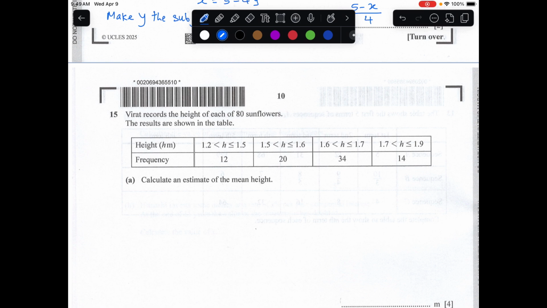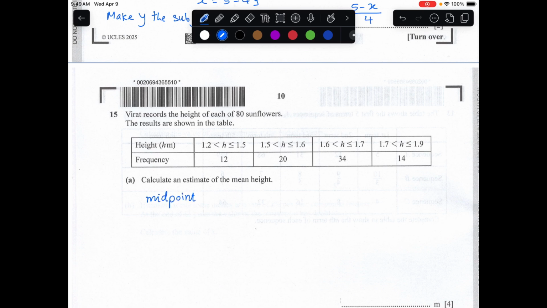Virat records the heights of each of 80 sunflowers. The results are shown in the table below. We need to calculate the mean height. So to calculate the mean height, I would need the midpoint. So how do we calculate the midpoint?